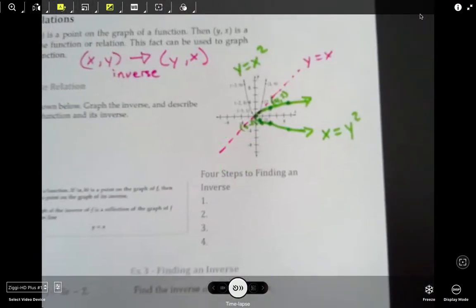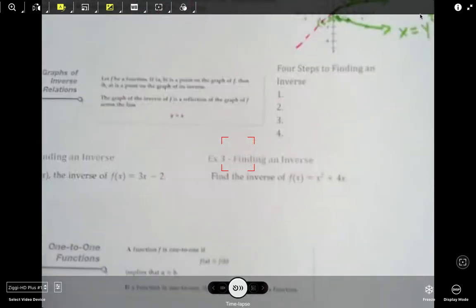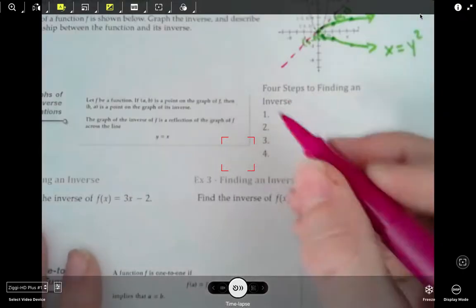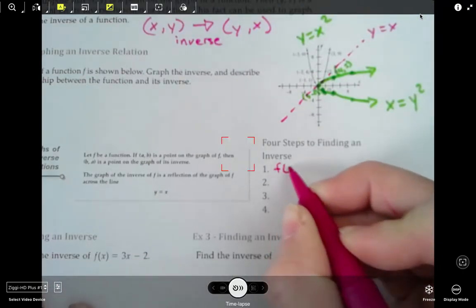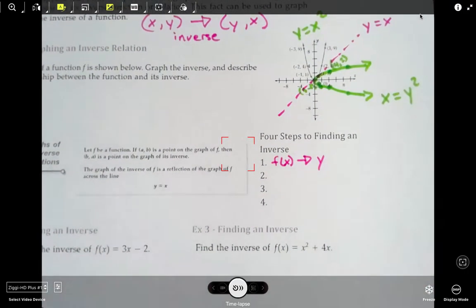Now, when you're given other functions, there are steps to switching these functions around, and I've taught you these steps in algebra. I think we did them in geometry probably too. So there's 4 steps to finding an inverse. Some of you skip the first step and go straight to the second step, and that's okay. The first step, you change f of x to y.